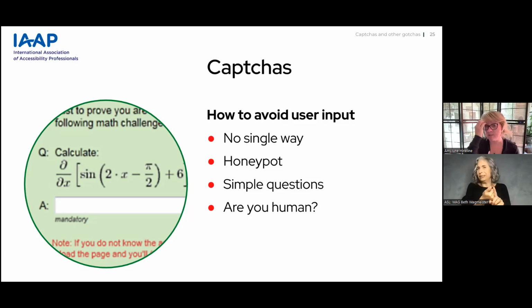Sometimes we do simple questions like 4+2. Again, this can be challenging for folks with cognitive processing issues. So we want to offer alternatives to Captchas that are accessible for our entire audience, including people who have vision, hearing, and neurological disabilities.